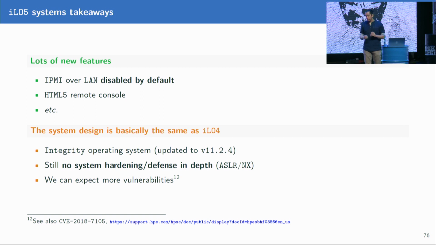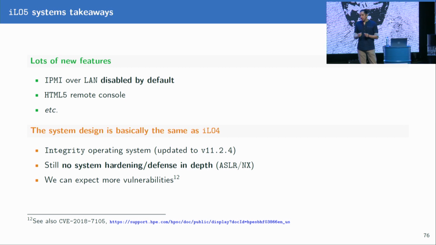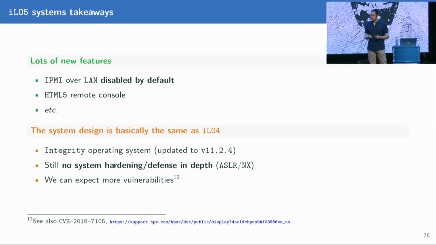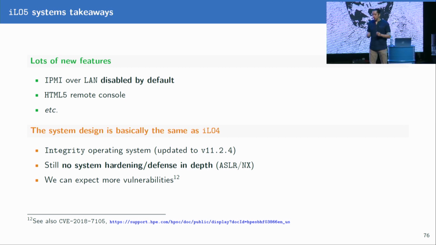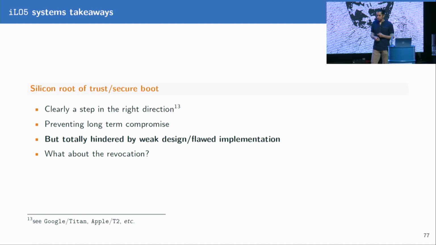Speaking about iLO 5 now, some good news and new features. IPMI over LAN is disabled by default, which is great. There's a new HTML console and lots of new features like backup and things like that. But at the core, the system design is basically the same as iLO 4. It is still the Integrity operating system, but there's still no hardening or defense in depth like we should expect, ASLR or anything like that. And of course, we can expect more vulnerabilities in this code.